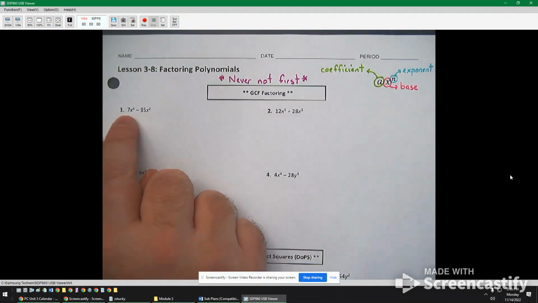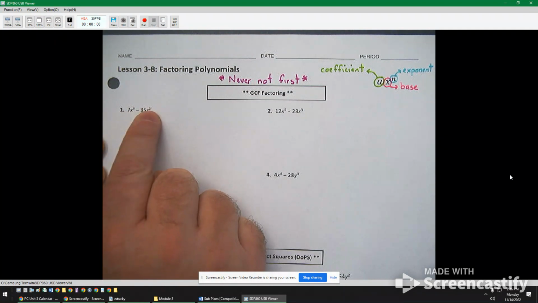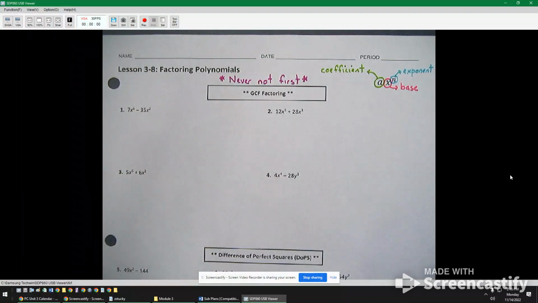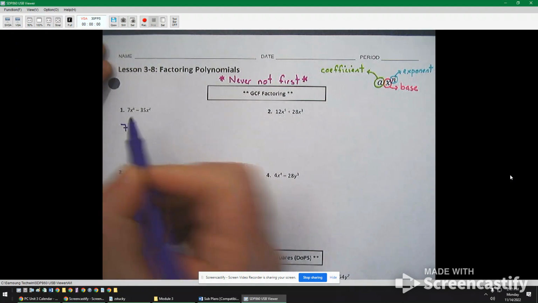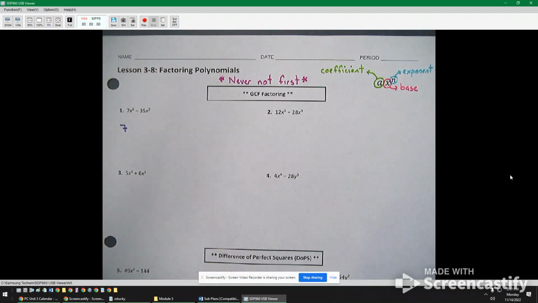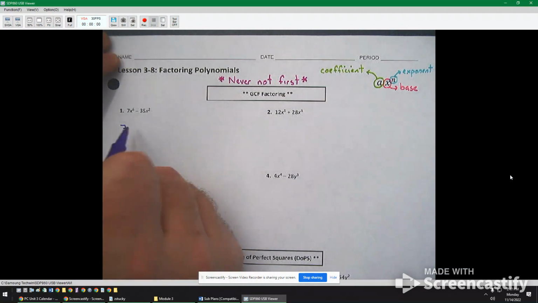So as I look at 7x to the 6th and 35x squared, we have the coefficients that have common things, and then the variables with the exponents, the base and the exponent that have common things. So let's start with the 7 and the 35. Is there anything that goes into 7 and 35? Well, the answer is not 5. The answer is what goes into them, not what's left over. What goes into 7 and 35, the GCF, the greatest thing 7 and 35 have in common is 7. Then we look at the x's. We have an x to the 6th and an x squared. The greatest thing in common there is 2 x's.